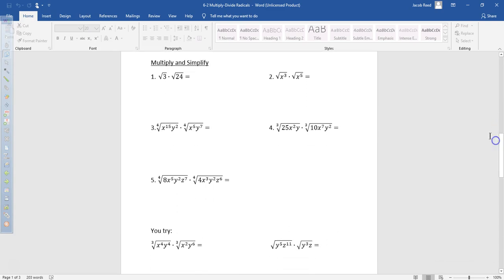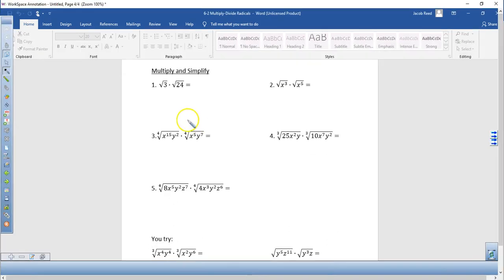Alright, let's actually get down to some problems. We need to multiply and simplify. We first check indexes. Are the indexes the same? In this case, we both have square roots, so we're just going to multiply the numbers and see what we get. So 24 times 3, that's the number 72.